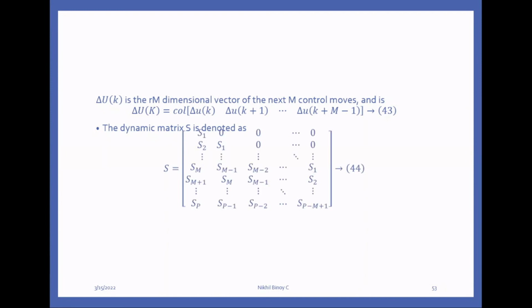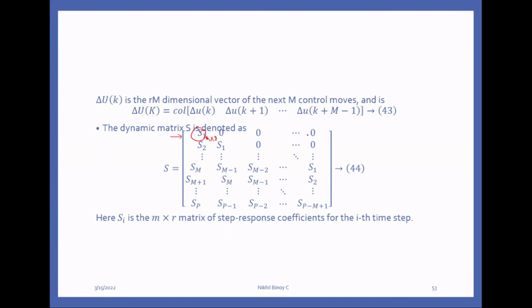In this case S is equal to S1 0 0 0, S2 S1, similar to that. The interesting thing is that the size of each S is different now. Each S element is an M by R matrix. If you are considering each row element, m rows are there in each element, and such p elements are there. So if you consider the entire row, p into m elements are there.